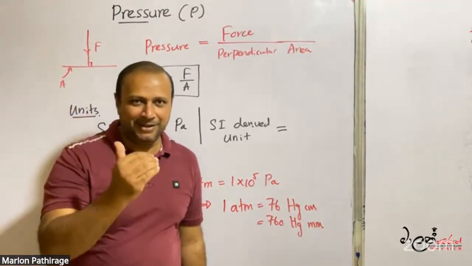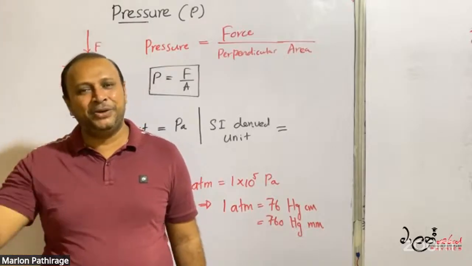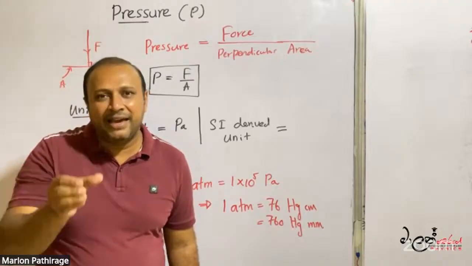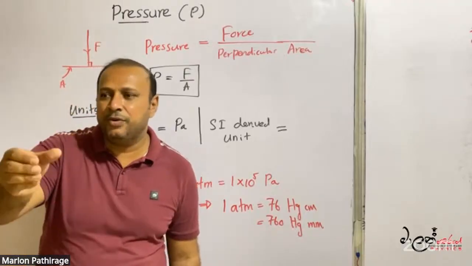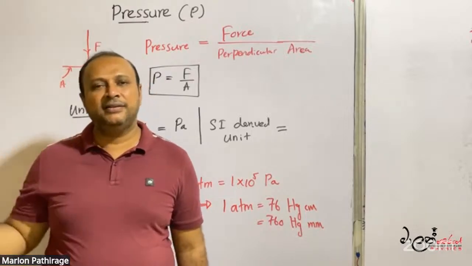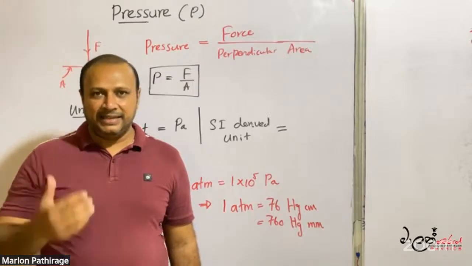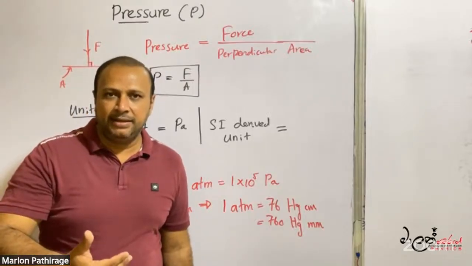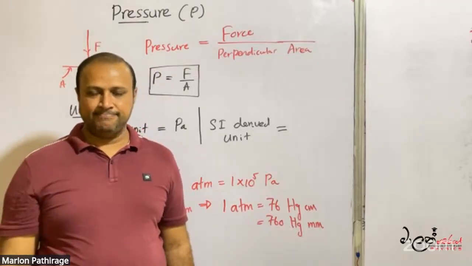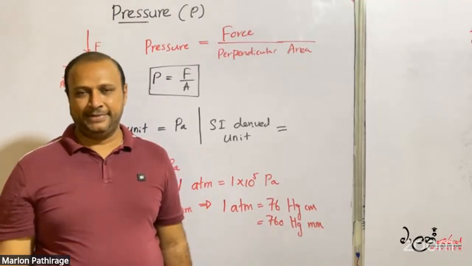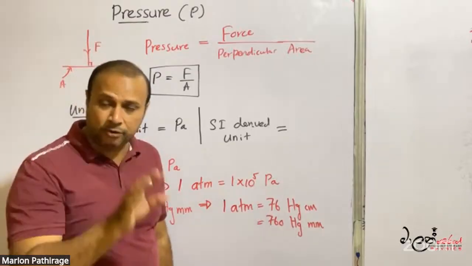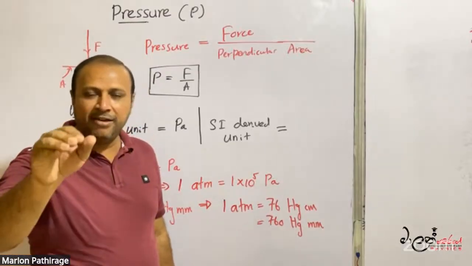If you know the dimension, then you can easily convert it into the SI derived unit, because instead of M, you can write kilogram. Instead of time, you can write second. Instead of length, you can write meter. SI derived unit means a unit in kilogram meter second format. Therefore, when you are writing the SI derived unit, you have to write it in kilogram meter second format.